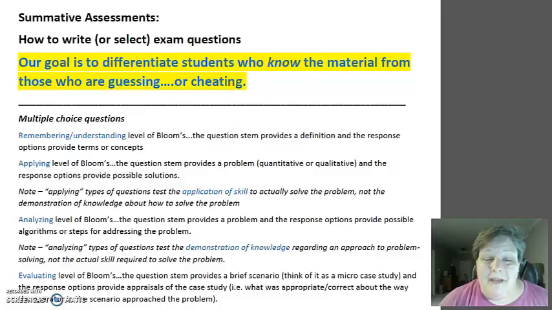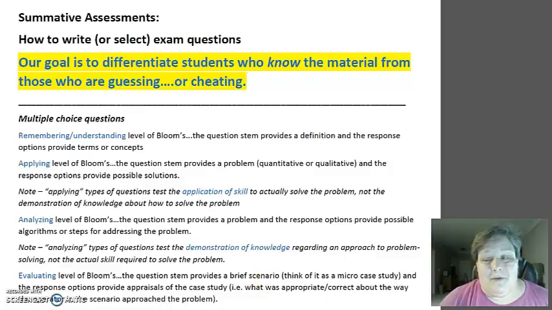And remember, our main goal in assessment is to differentiate students who know the material from those who are guessing or cheating. So let's take a look at how you can make your test cheat-proof by looking at the way we format questions and the response options.